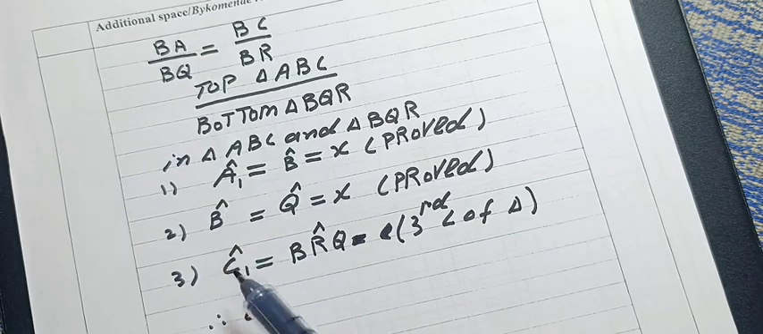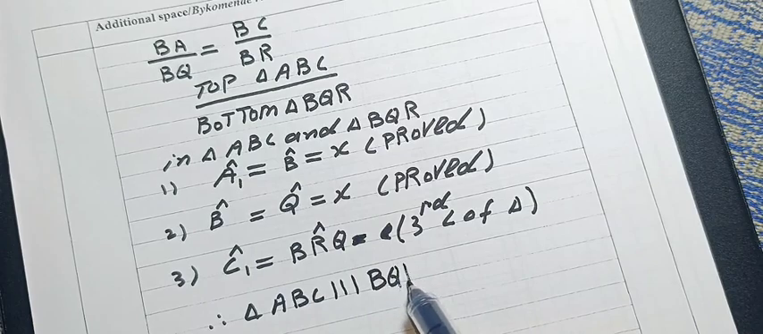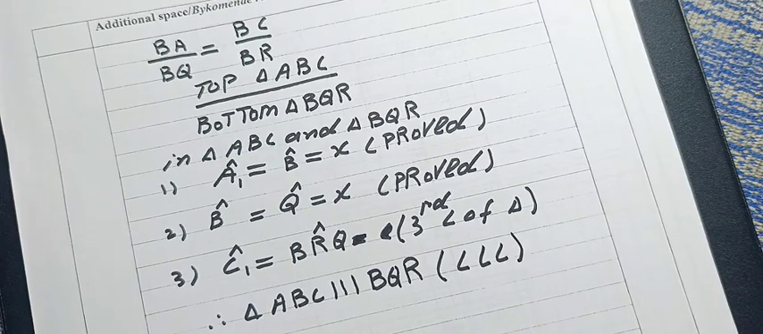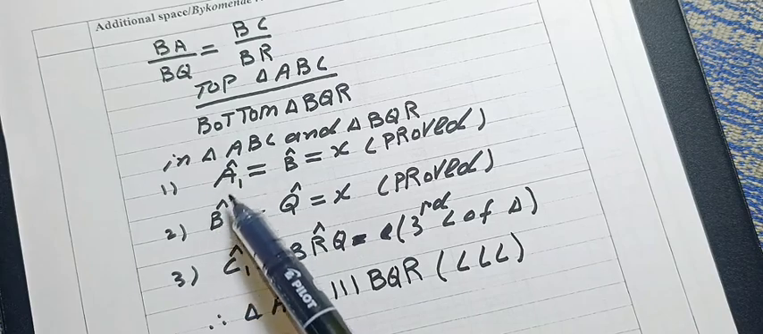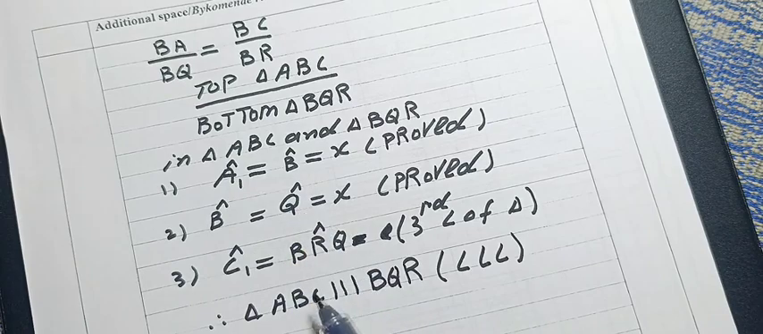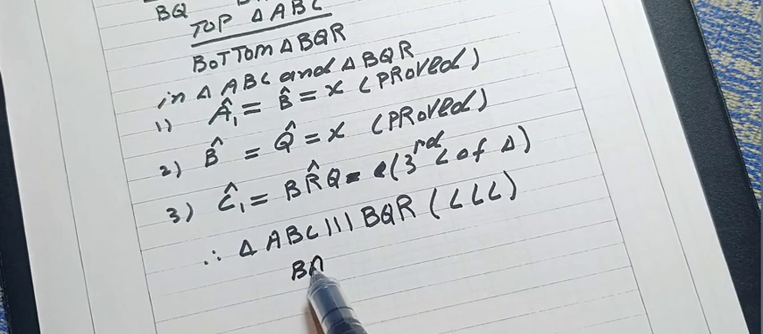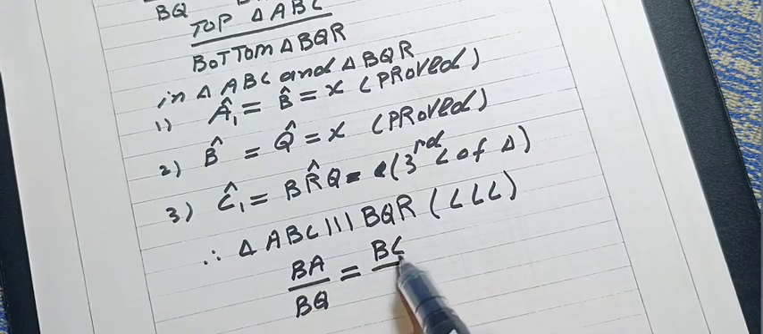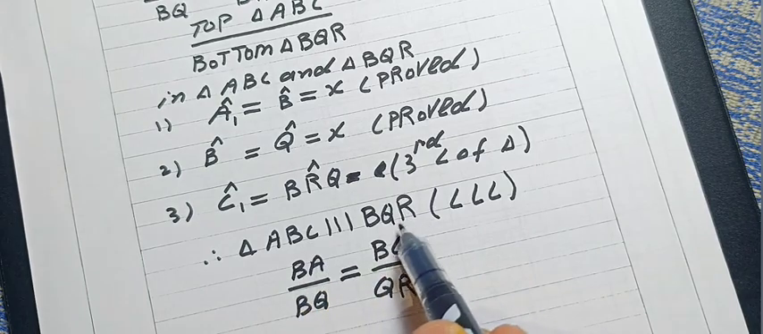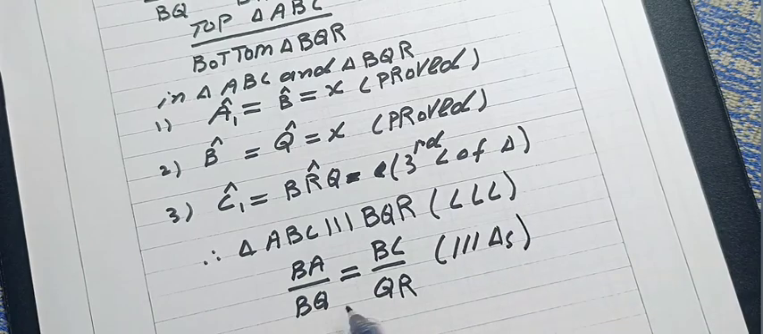Therefore, triangle ABC is similar to triangle BQR. The reason: angle, angle, angle. Remember you can write any sequence, but here you need to pay attention to the order of the letters of what you proved. So A, B, C and B, Q, R. Now we can make proportions here. The first two letters, BA over BQ. And then the last two, BC over QR. BC over QR, last two over last two. Why? Similar triangles. So we proved this one.